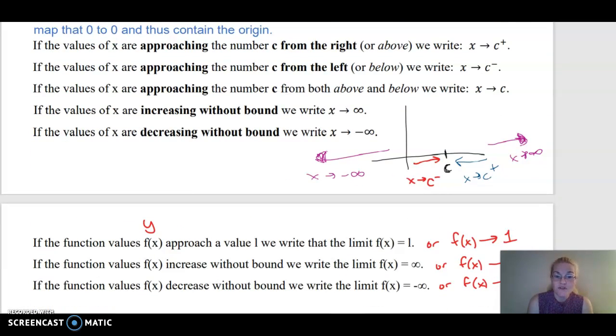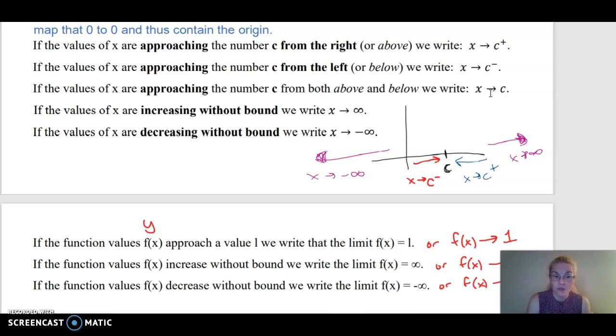When we are approaching different values of x, we talk about approaching x from the right or above. So from the right, so if c is right here, let me show you here. If c is right here on my number line, if we are kind of tracing our function going this way, that's as x approaches c from above or from the right. If we are looking at values of x approaching c from the left, that looks like this. If the values of x are approaching c from both above and below, from both sides, we just write x approaching c.